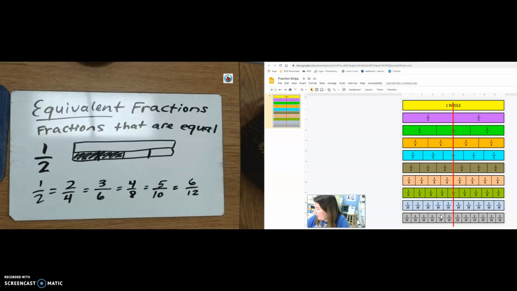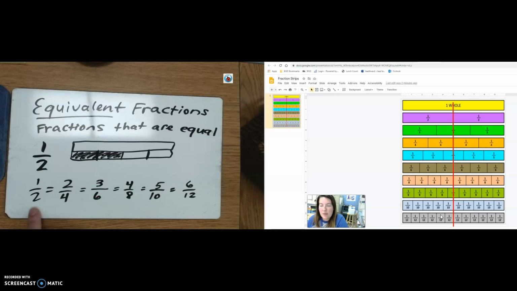Look, all of those fractions down here, these are all equivalent. That means they're all the same size. They're all equal to half of a whole. Do you notice any relationship between the numerators and the denominators that might give you a hint about halves? Think about that.